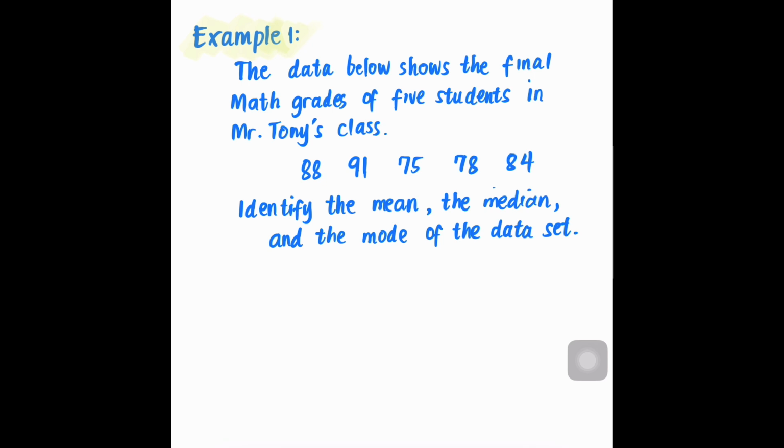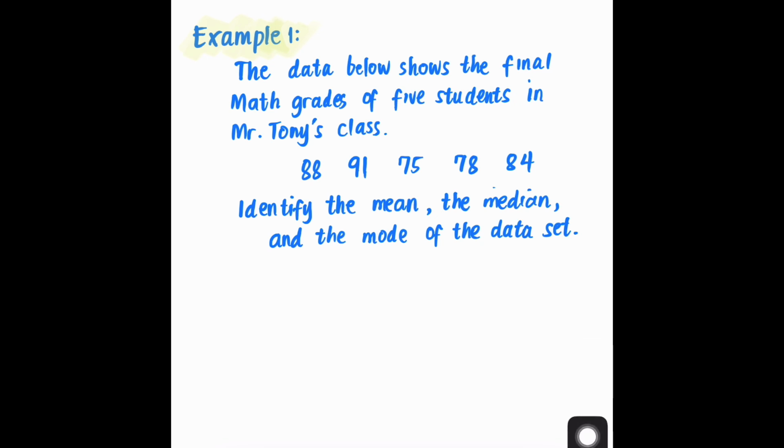Let us answer an example. Example 1. The data below shows the final math grades of 5 students in Mr. Tony's class. So the scores are 88, 91, 75, 78, 84. Identify the mean, the median, and the mode of the dataset.